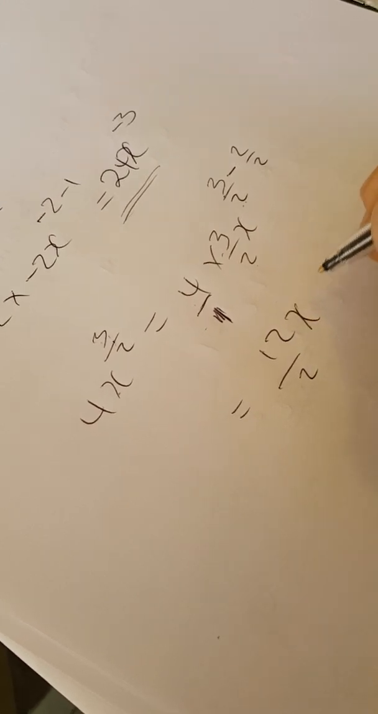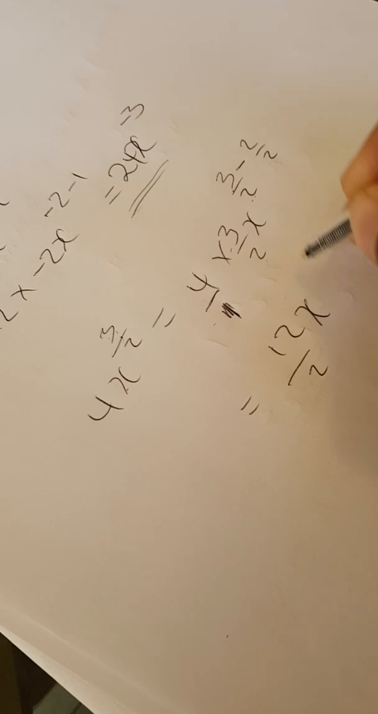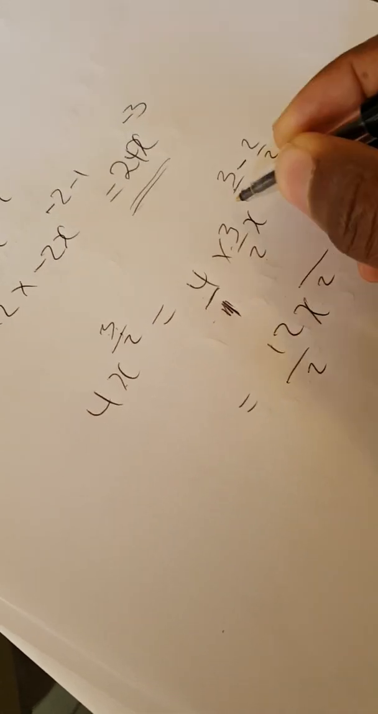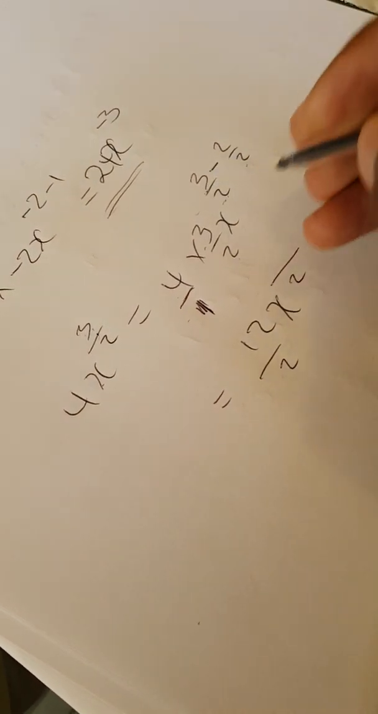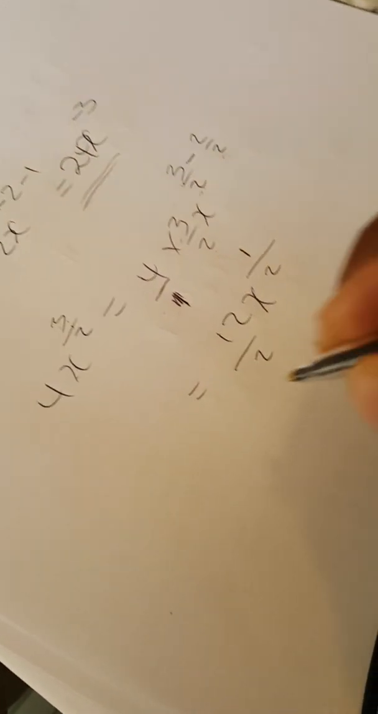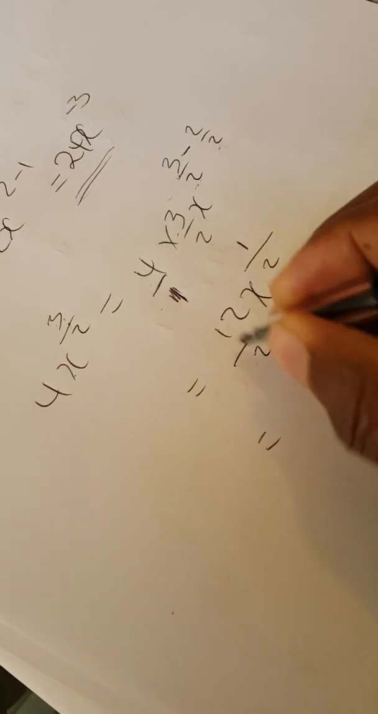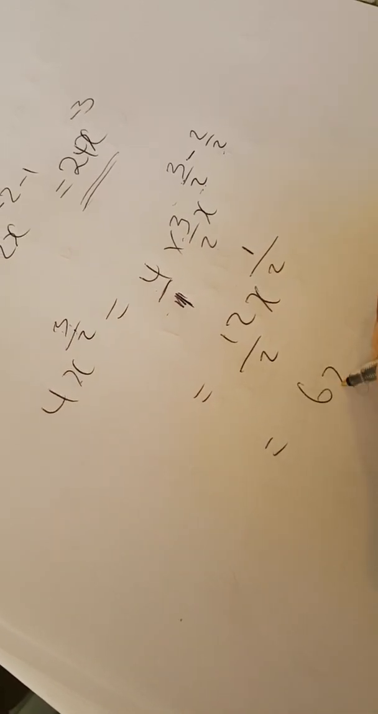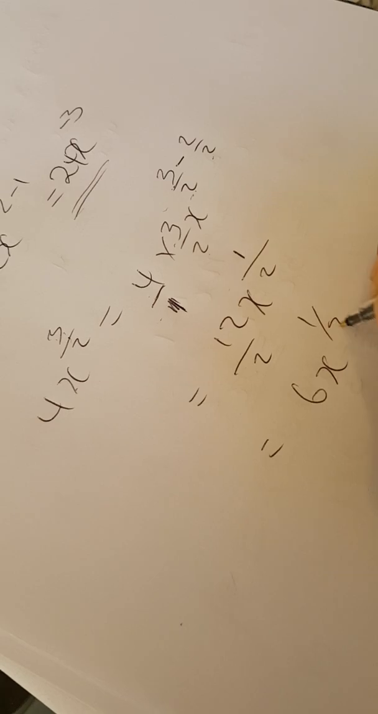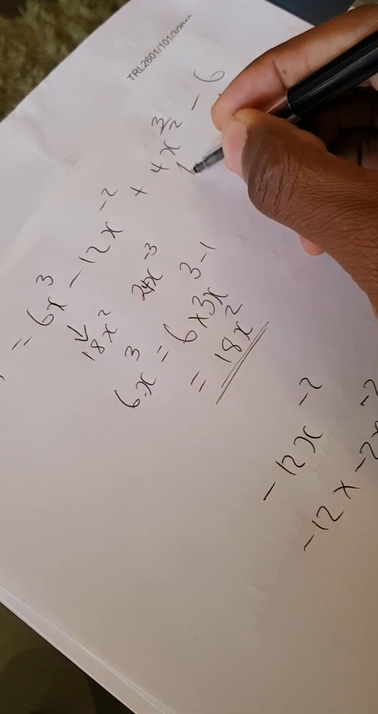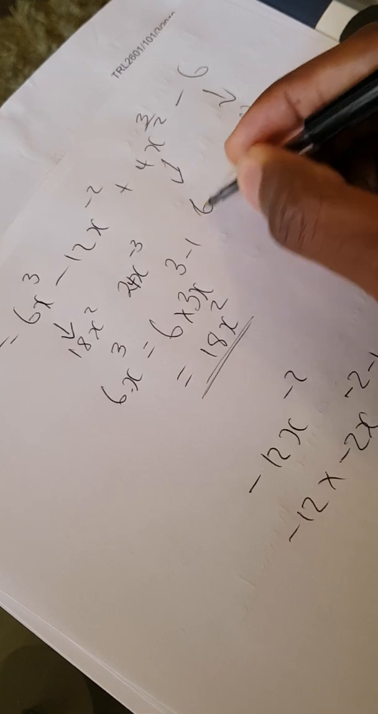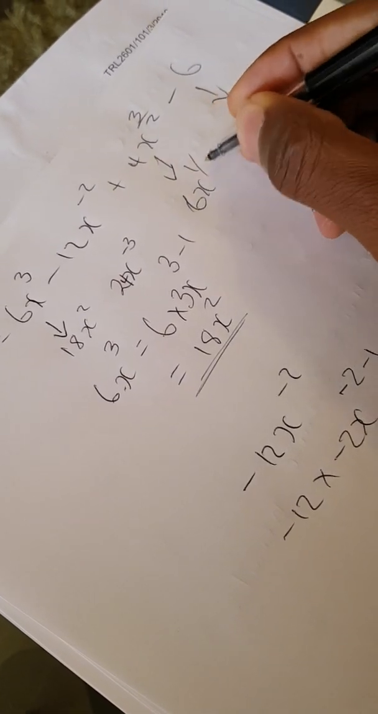x to the power of, look, the denominators are the same. So if the denominators are the same, it doesn't change. Focus on the numerator. It will be 3 minus 2, which is 1/2. So now 12 divided by 2 is going to be 6x to the power 1/2. So this will be our answer here. For this one, you'll get 6x to the power 1/2.